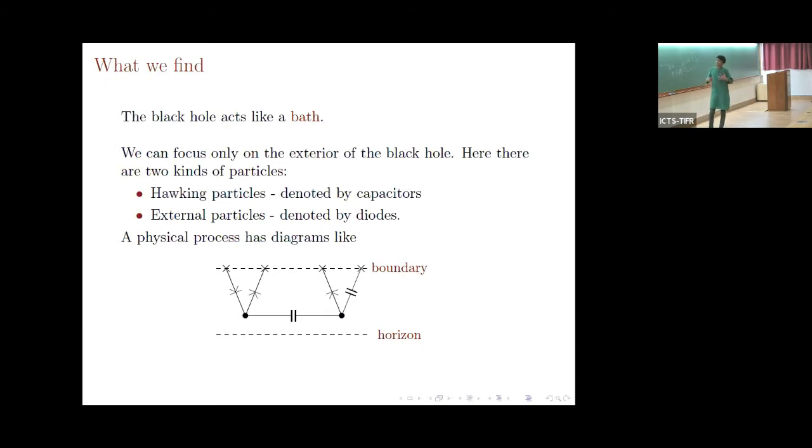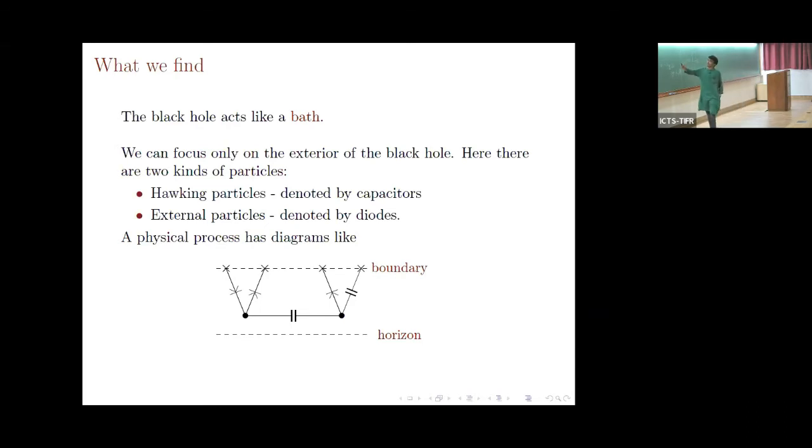And how do we do these calculations? What we find is that the natural way to think about such processes is that there are two kinds of particles in the exterior. Say you're throwing some pion in. Why pion? Because it's a scalar particle and it's very simple. Then there is a Hawking pion in the exterior, which is like a Hawking fluctuation coming out of the black hole. And then there are pions you can throw in and are coming out, which are called the external particles. I will denote these Hawking particles by some capacitors and external particles by some diodes.